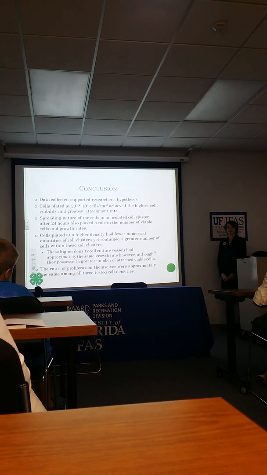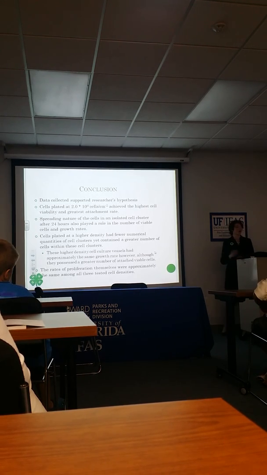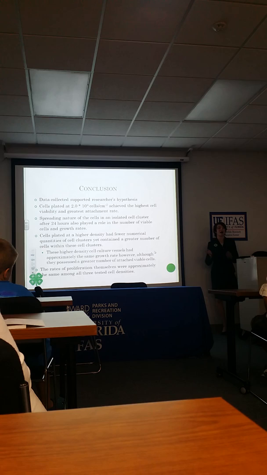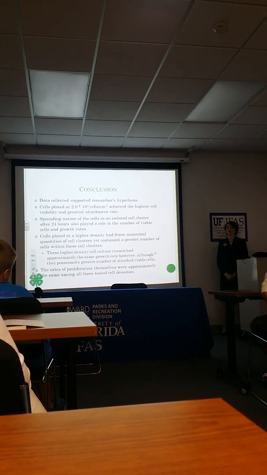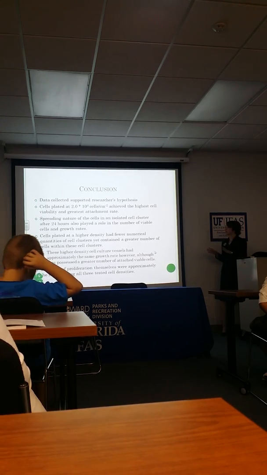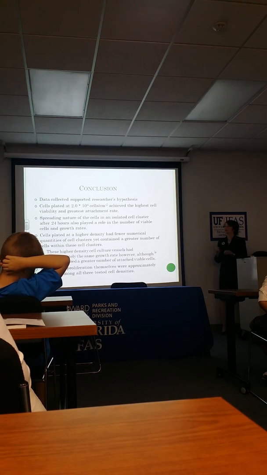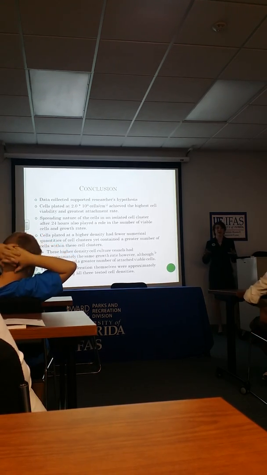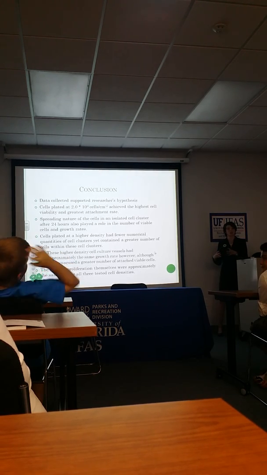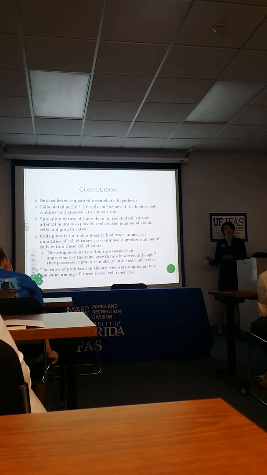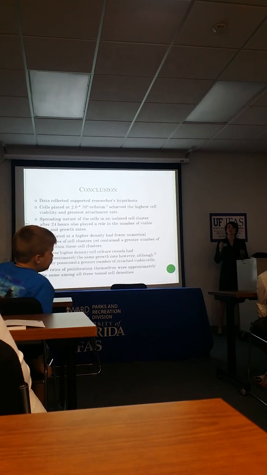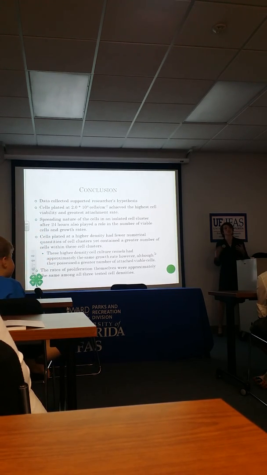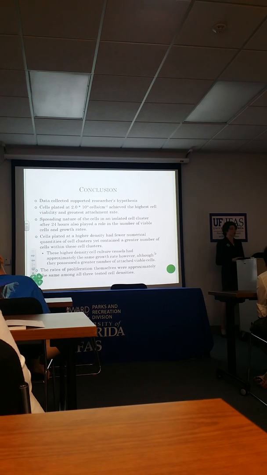And so I concluded that the data I collected supported my initial hypothesis. The cells that I plated at higher plating densities achieved a greater cell viability and a greater attachment rate within the culture flasks. I also concluded that the spreading nature of these cells in isolated clusters played a role in the number of viable cells, meaning if the cells clustered and had a greater number of cells in each cluster, they ended up surviving longer and having a greater viability overall than cells that were in smaller clusters with only 2 cells or 3 cells per cluster.